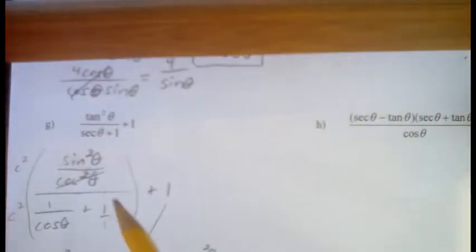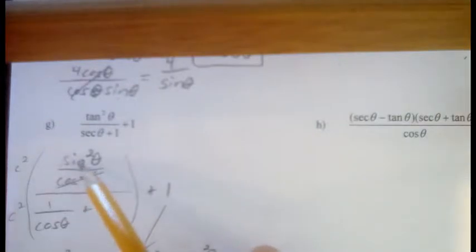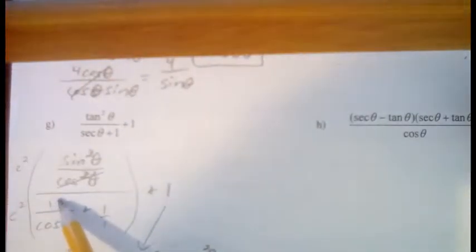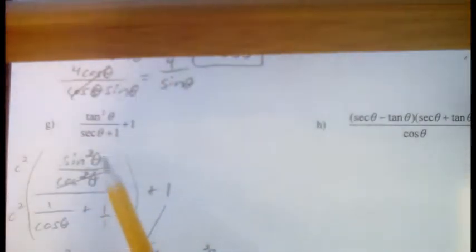With the tangent squared, you just have to remember that both the sine and the cosine will be squared, so tangent squared is equal to sine squared over cosine squared. You can't just square one. And for the denominator, secant is 1 over cosine, and you need to remember to add the 1. This one is forgotten a lot, and you need to bring that down.